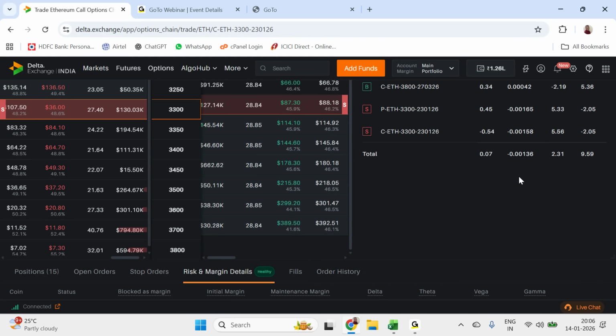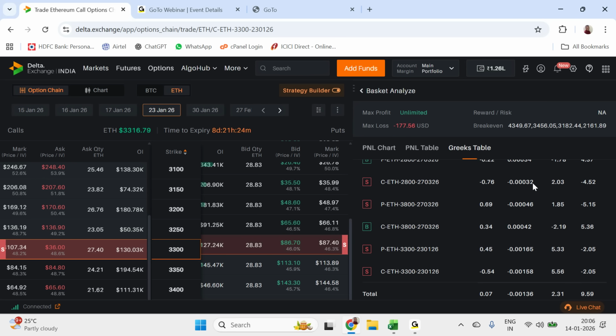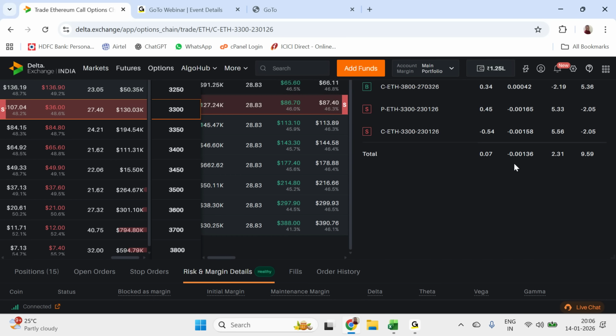First is the delta. My delta should be stable. In case of a huge up move or down move, my delta should not change at all. So 0.07, it should be 0.07. When should that happen? When the gamma is very low, 0.00136. If gamma is almost zero, delta will not change with respect to the underlying asset's price movement.